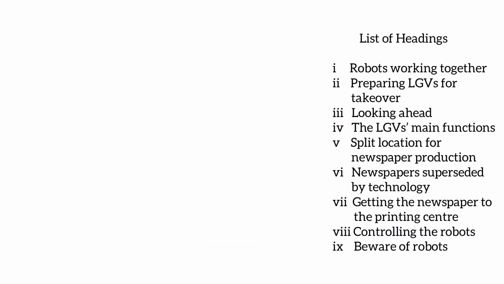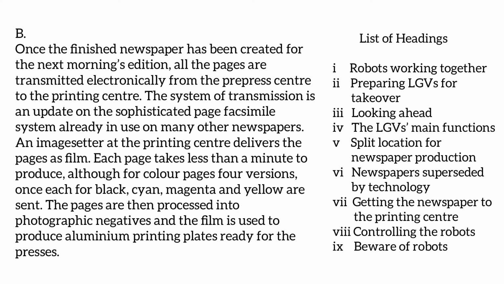Good job, me. Paragraph B starts with, once the finished newspaper has been created for the next morning's edition, all the pages are transmitted electronically from the pre-press center to the printing center. Now the opening sentence is giving me the sense number 7 seems more appropriate for paragraph B. Number 7 says getting the newspaper to the printing center, and that's exactly what the starting sentence says: that once the newspaper has been created, the pages are now sent to the printing center.